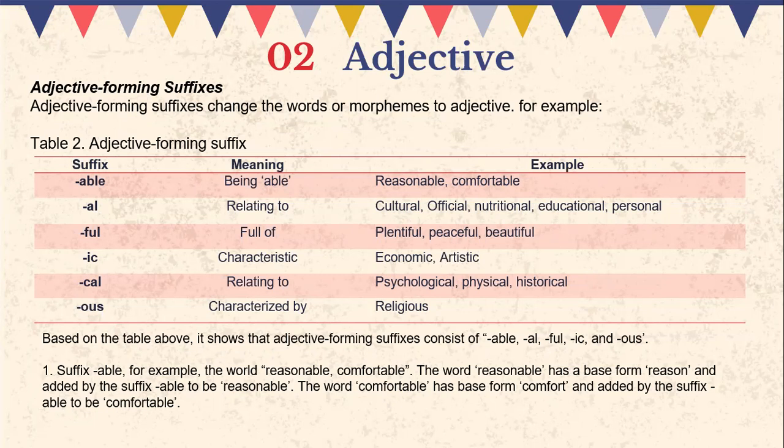Based on the table above, it shows that adjective forming suffixes consist of able, al, full, ic, and ous. Suffix able, for example, the words reasonable and comfortable. The word reasonable has a base from reason and is added by the suffix able to be reasonable. The word comfortable has a base from comfort and is added by the suffix able to be comfortable.